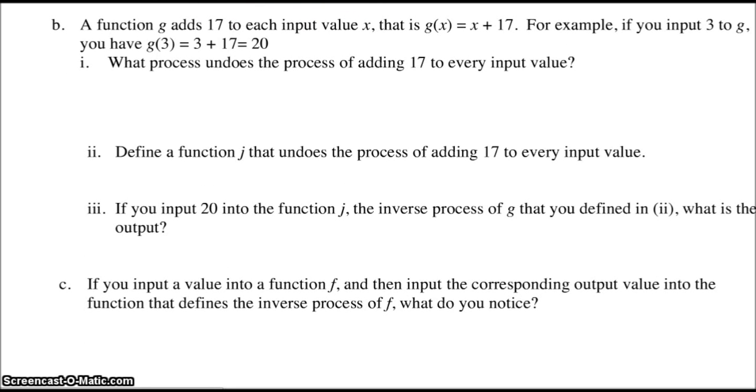Part B, a function g adds 17 to each input value x. That is, g of x equals x plus 17. For example, if you input 3 to g, you have g of 3 equals 3 plus 17 equals 20. What process undoes the process of adding 17 to every input value? Well, if we just added 17 to an input value, to undo that we would simply subtract 17. Just do the opposite.